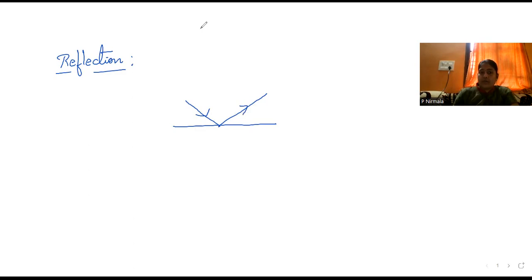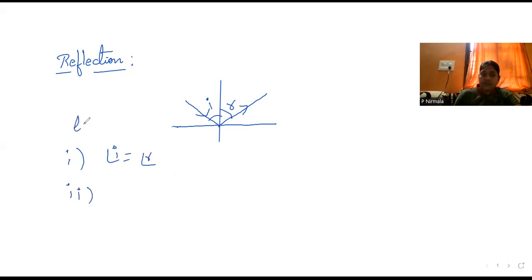We have one more thing here, that is the normal line. We take the normal line for measuring angles. It is perpendicular to the surface. Here the incident angle is I and the reflected angle is R. So what are the laws of reflection? We have two points. The first law is: the angle of incidence equals the angle of reflection. This is the first law.